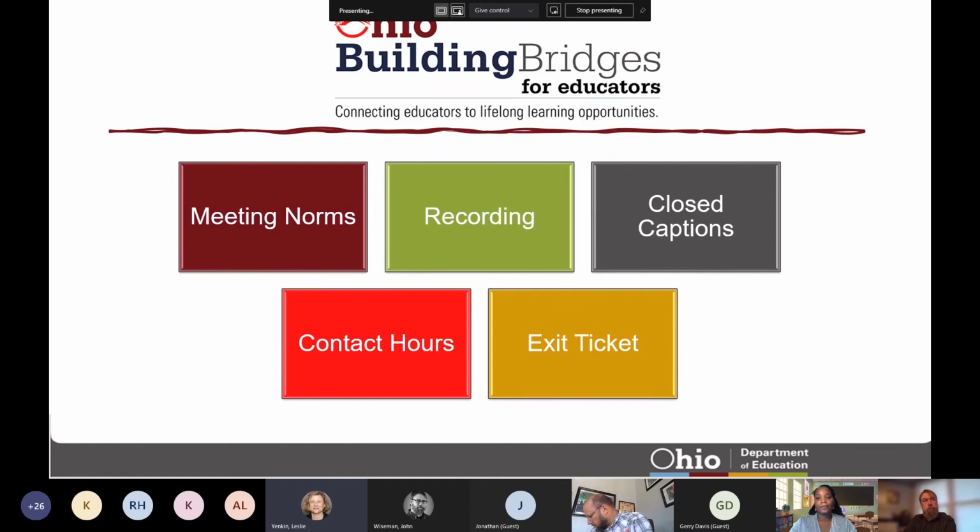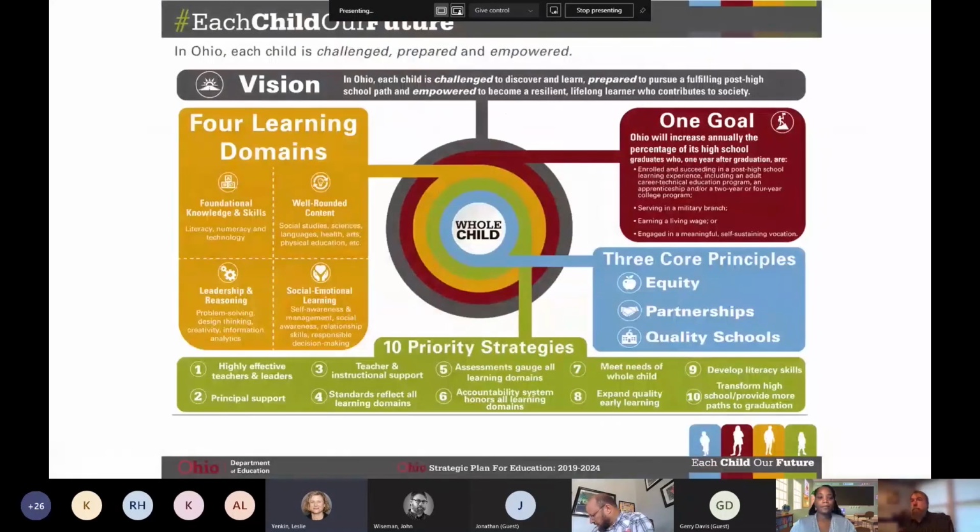So let's get started. We always like to start our sessions by looking at Ohio's strategic plan and the connections between our work and the strategic plan. Each Child, Our Future is Ohio's shared plan for ensuring that each student is challenged, prepared, and empowered for his or her future by way of an excellent pre-K through grade 12 education. And this plan really guides our work at the department and promotes high-quality educational practices across the state. There's many ways that our session today and our work aligns to this plan.